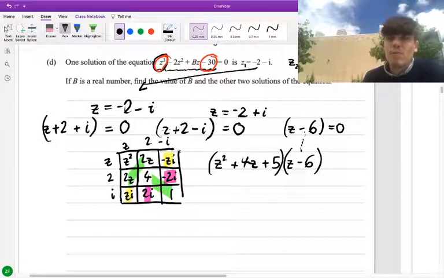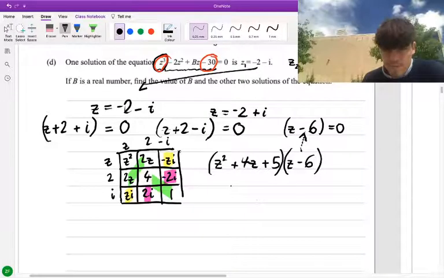But first, before we do that, maybe I should just check that it works. So how are we going to check that it works? We're going to have to expand this out. So what we'll do is I'm going to do another table down here.